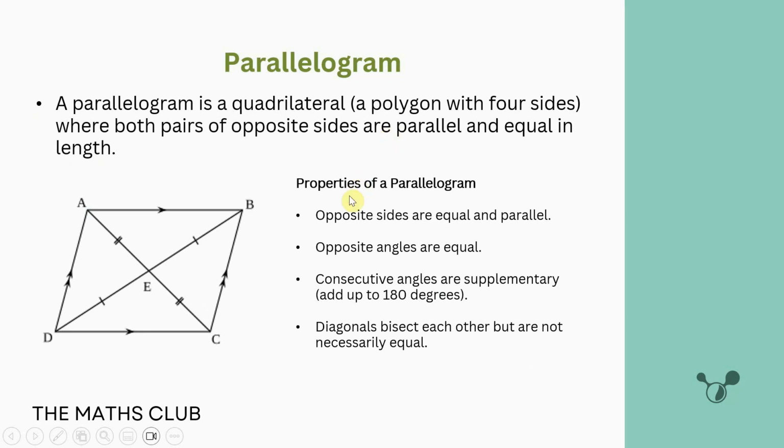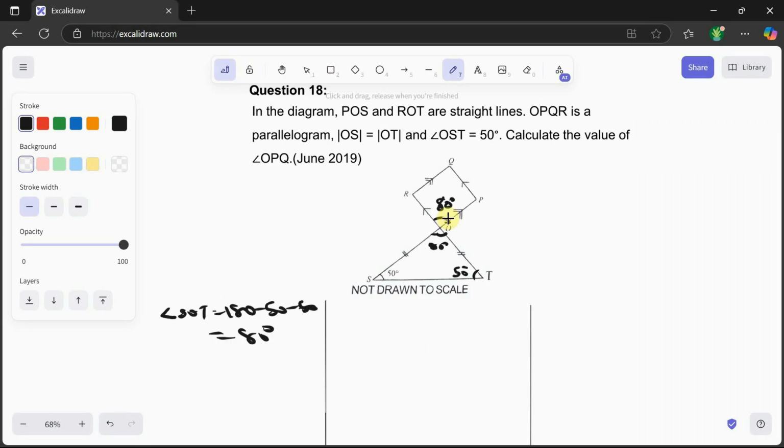So what do we say about the angles of a parallelogram? Remember we said opposite sides are equal and parallel. Opposite angles are equal. Consecutive angles are supplementary, they add up to 180 degrees. And diagonals bisect each other but are not necessarily equal.